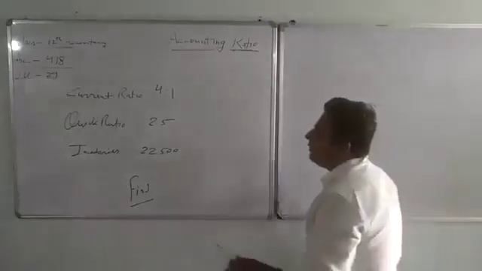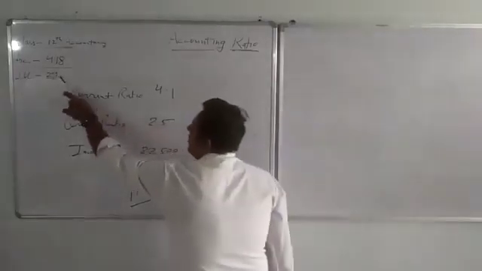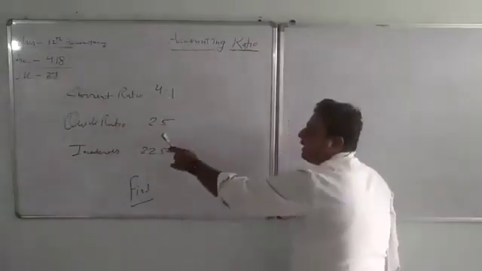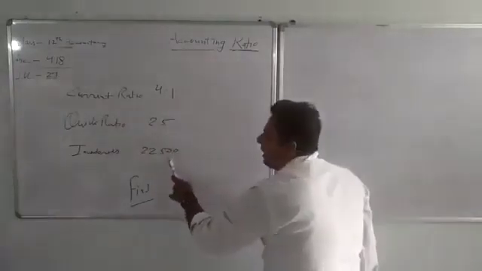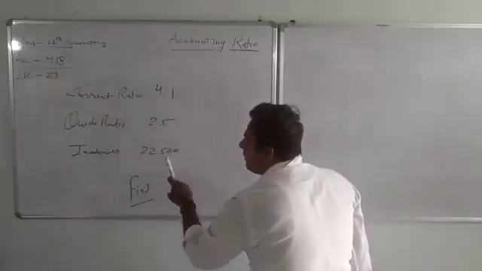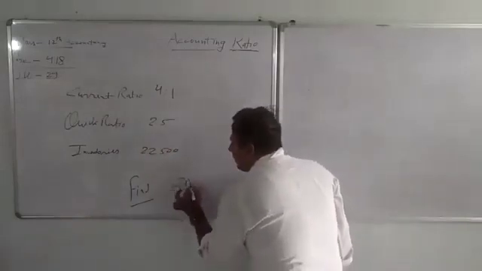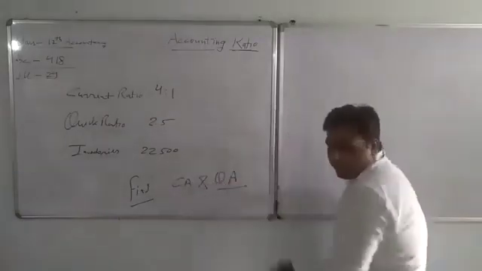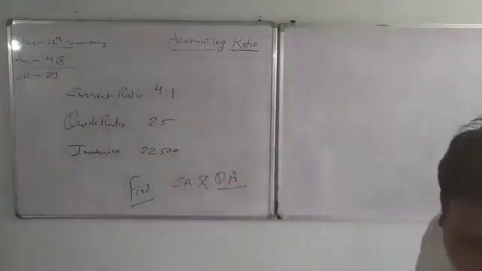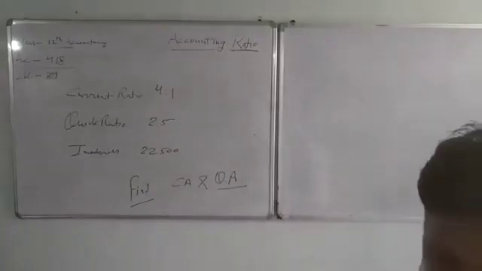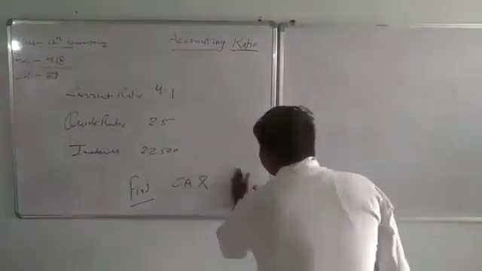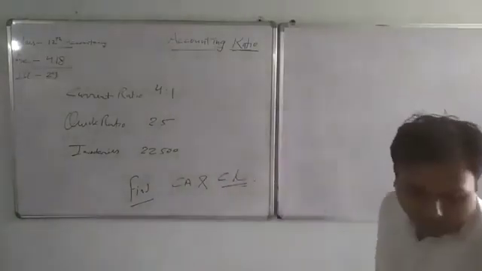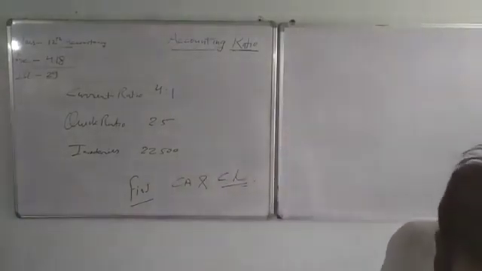Question given to us on illustration number 29. Current ratio is 4:1. Quick ratio is 2:1. Inventory is 22,500. Find current asset and quick assets. That we have to find out in this question. Current asset and current liability, that we have to find out in this question.